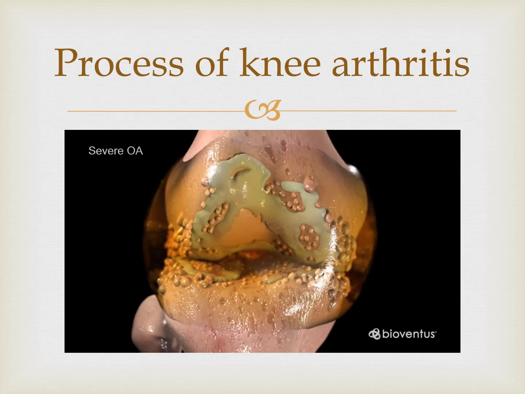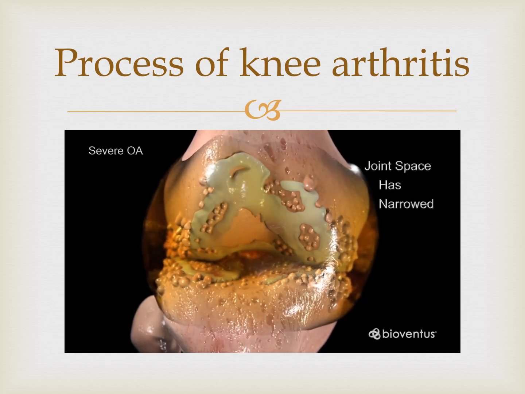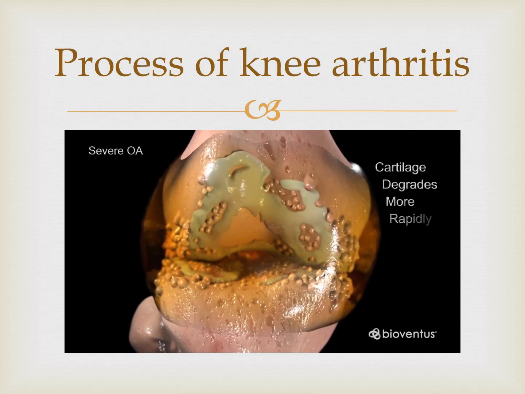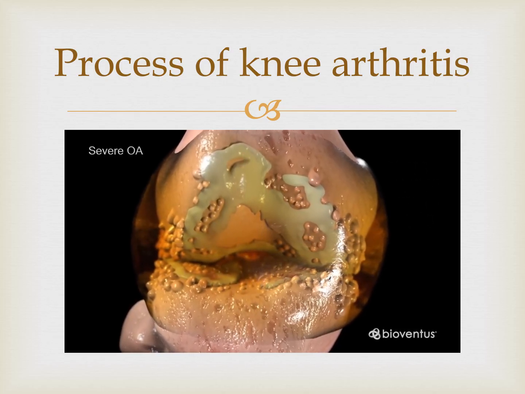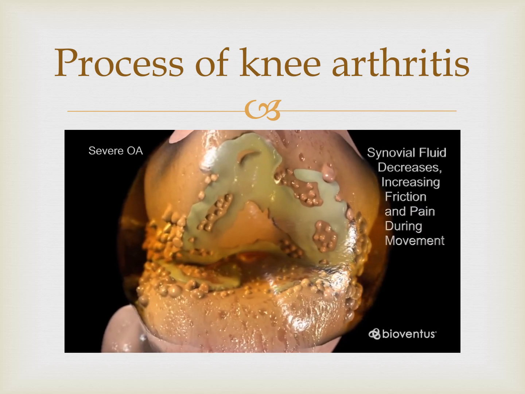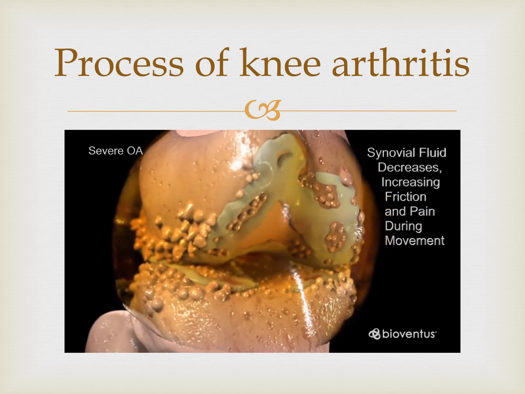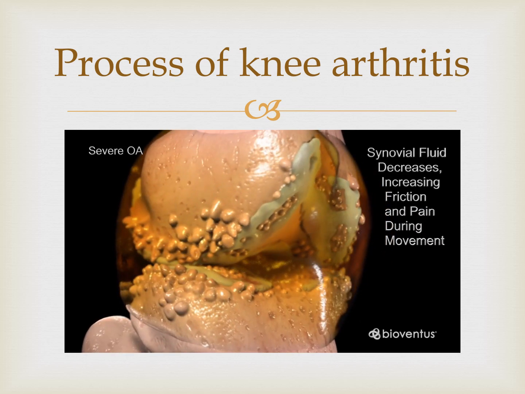With severe OA, conditions worsen dramatically. The joint space has become far narrower, causing more rapid and severe destruction of the cartilage. The knee becomes inflamed and sore. Synovial fluid is decreased, increasing friction and pain during movement.